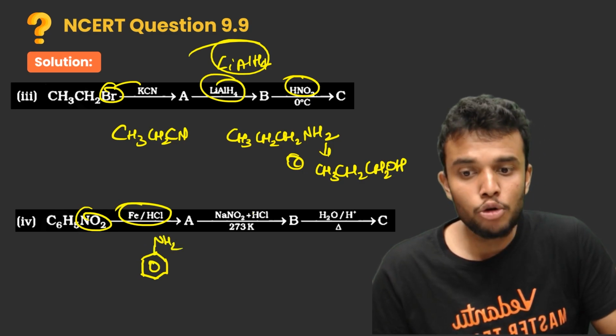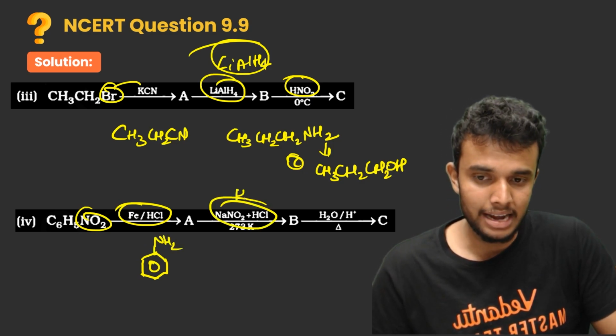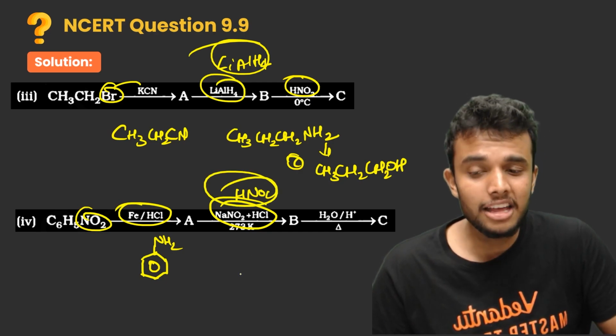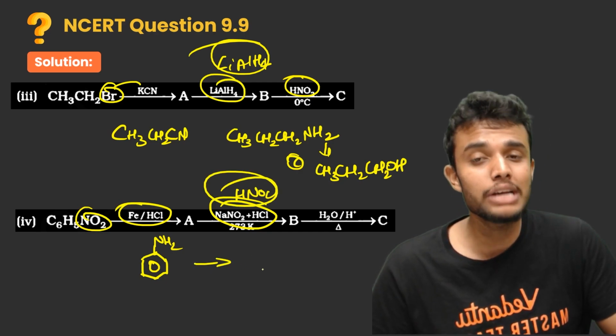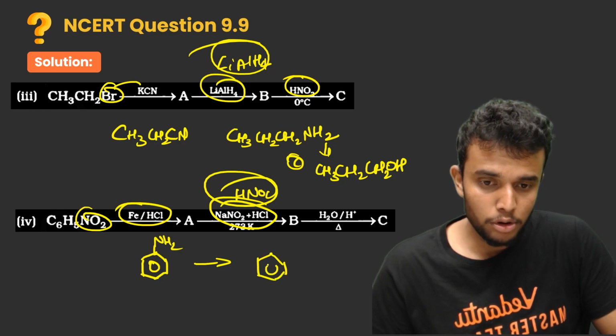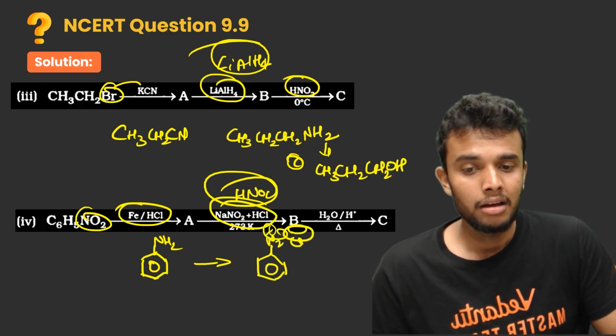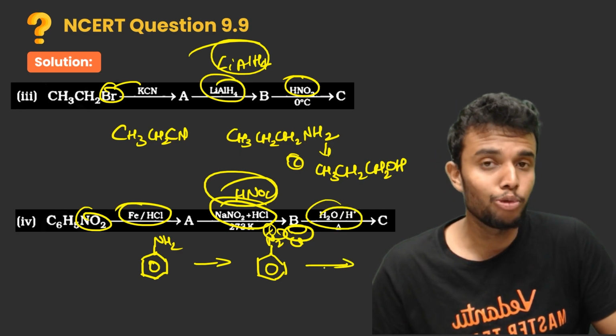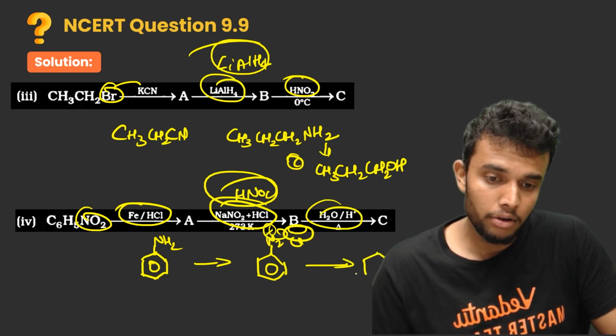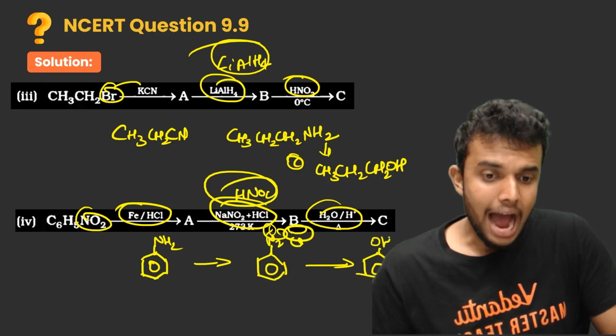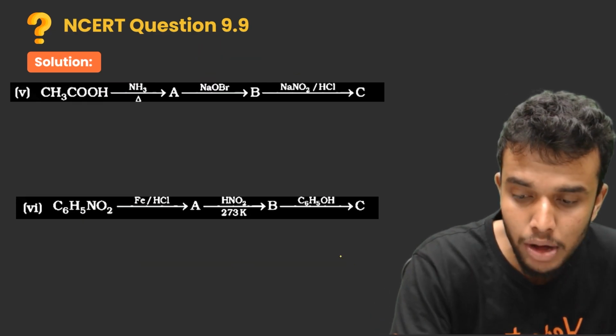Then NaNO2 plus HCl. It's nothing but HNO2, right? It gives what, students? Benzenediazonium chloride salt, C6H5N2+Cl−. Then hydrolysis of this gives a phenol compound. I hope it's clear. Let's move to the next one.